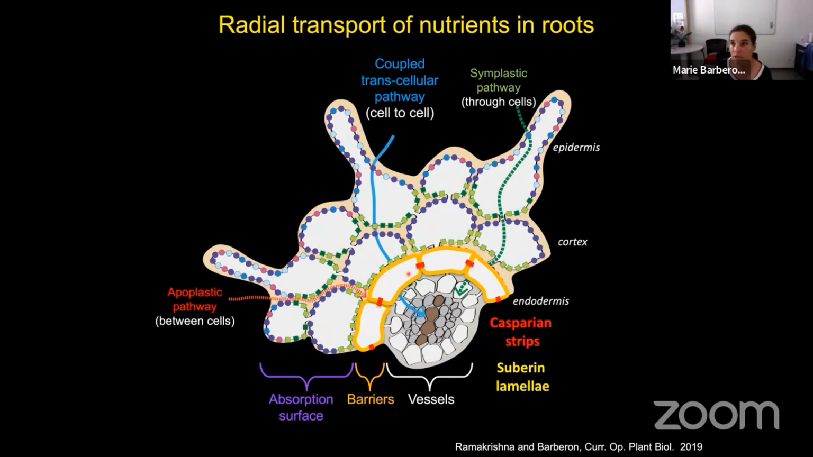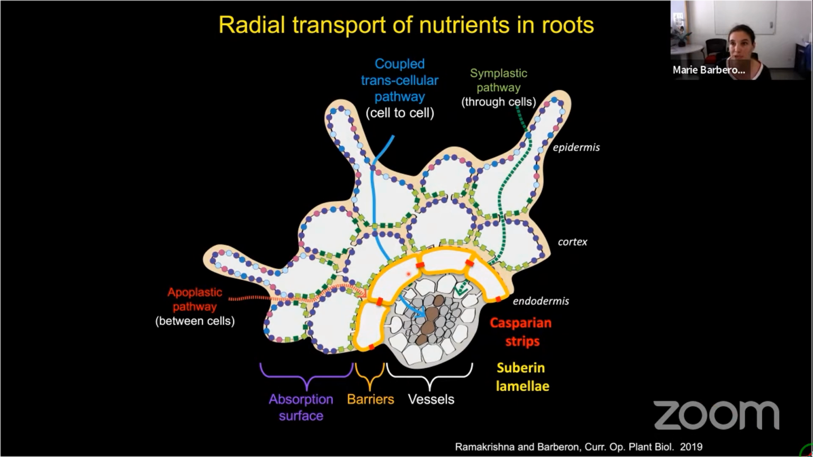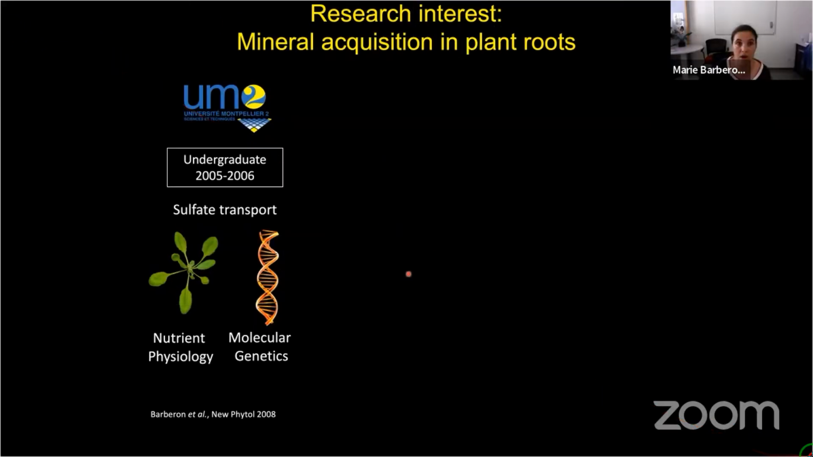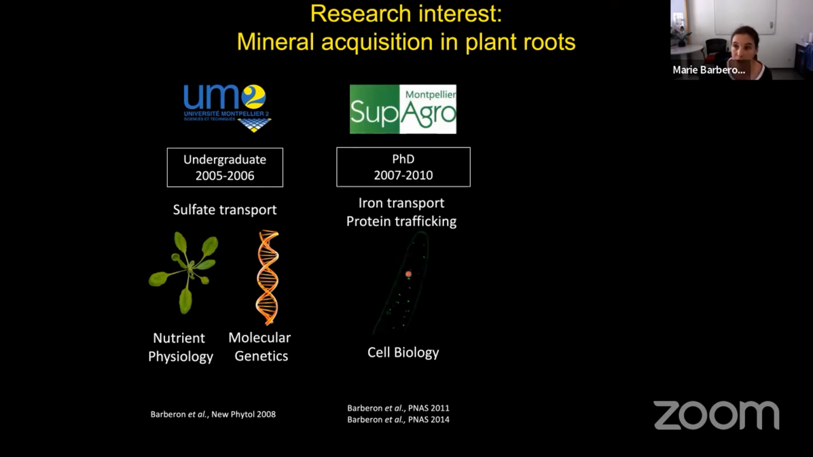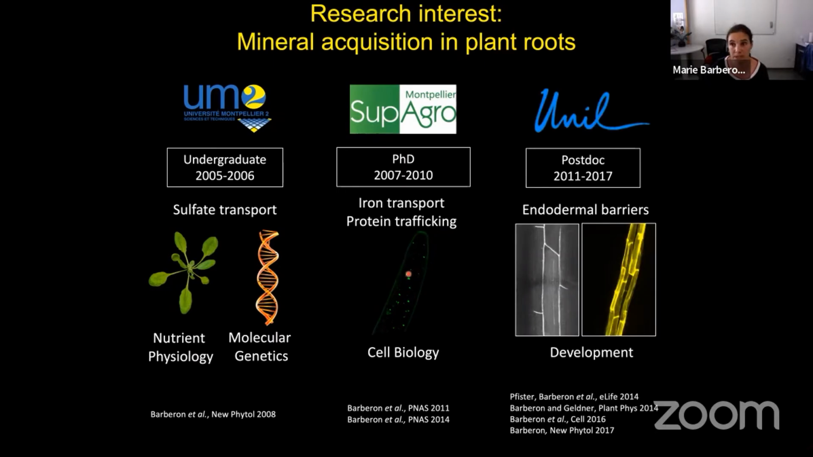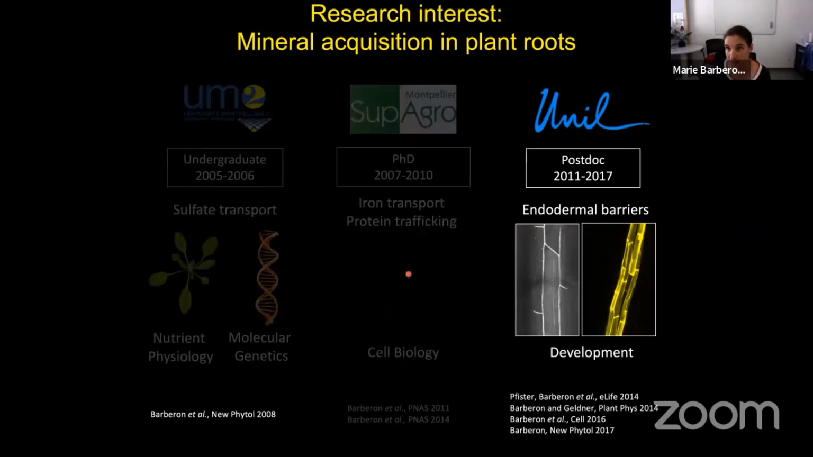During my whole research life, I've been studying nutrient transport in roots at different scales. When I was an undergraduate student, I was working on sulfate transport in plants at the University of Montpellier in France. Then I did my PhD, still in Montpellier, where I worked on iron transport in plants. I ended up doing a lot of protein trafficking and cell biology in this context. After this, I moved to Switzerland, where I did my postdoc, where I focused on endodermal barriers. And I'm going to tell you a few words about what I did as a postdoc on this topic.